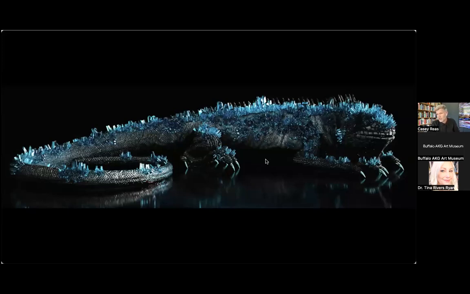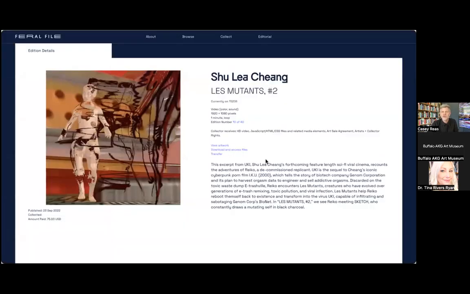If you do choose to collect a work, I think it's important to say this work is open, available for everybody, 24/7, anywhere in the world. If you do choose to collect a work, then you gain the collector rights that Feral File has, but you also then have the ability to transfer the work to someone else or to choose to resell the work.